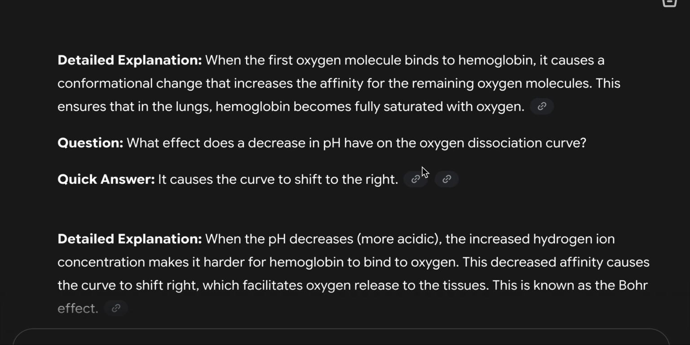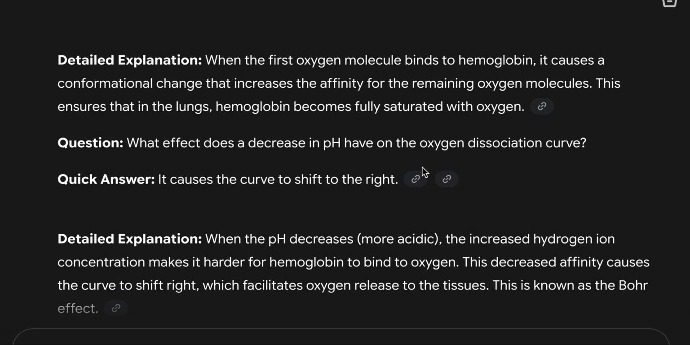What effect does a decrease in pH have on the oxygen dissociation curve? So, a decrease in pH is going to be more acidic. It is going to cause the curve to shift to the right, and that means that the hemoglobin has lower affinity for oxygen and wants to release it easier.